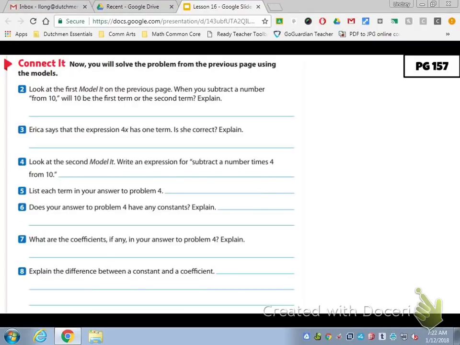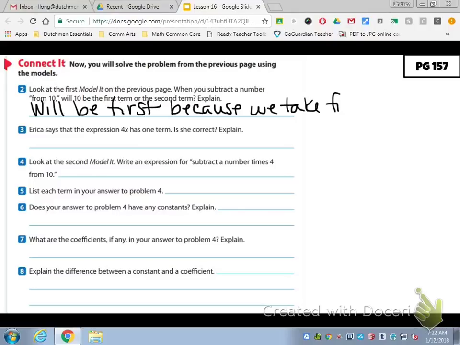Number 2 says, look at the first model in the previous page. When you subtract a number from 10, will 10 be the first or the second term? Well, we just talked about this. If we're subtracting from 10, 10 will be the first term because we have to take from it. So it has to go first so that we can take away from it.